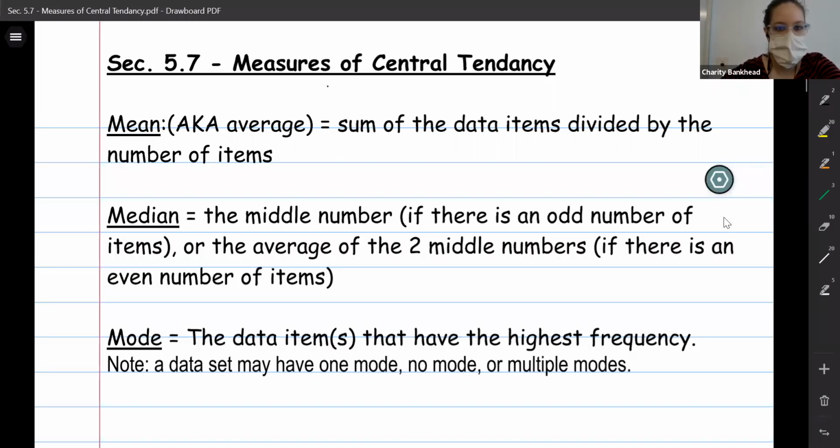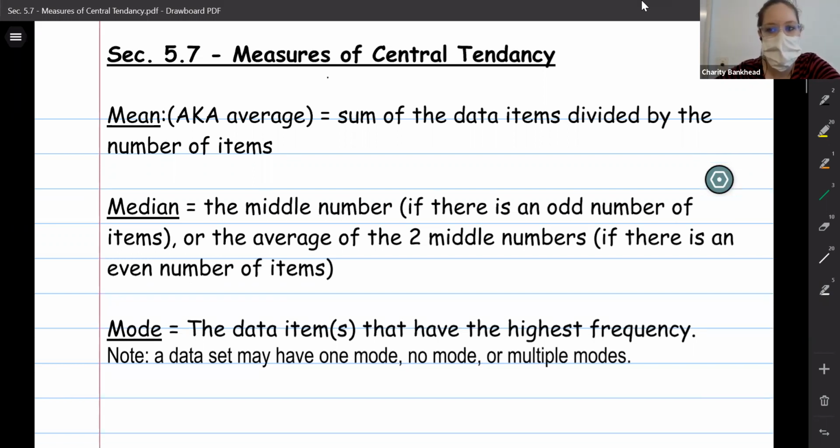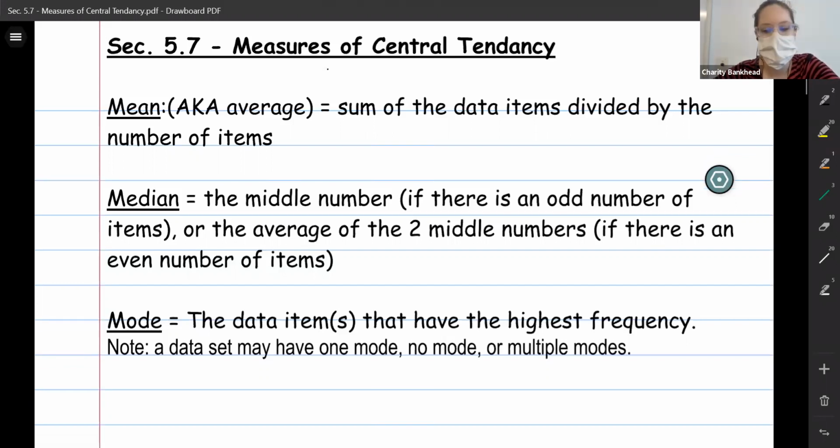All right, 5.7, measures of central tendency, which refers to mean, median, and mode. So the mean is just another word for the average. If you have a list of numbers, you add them all up and you divide by how many numbers there are. And then the median is the middle number. So you put all the numbers in order from smallest to largest and then find the middle number.